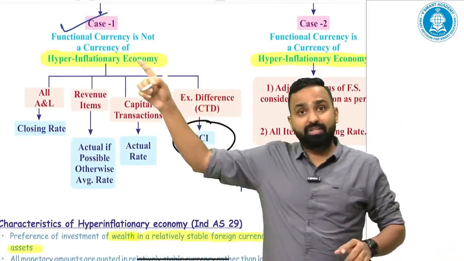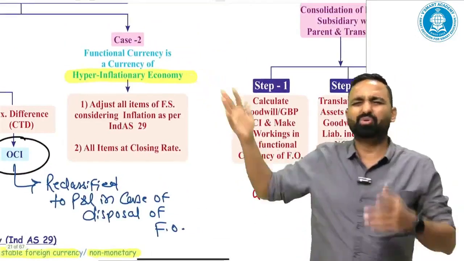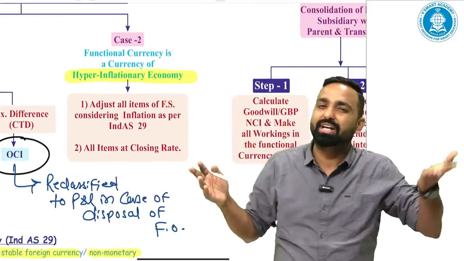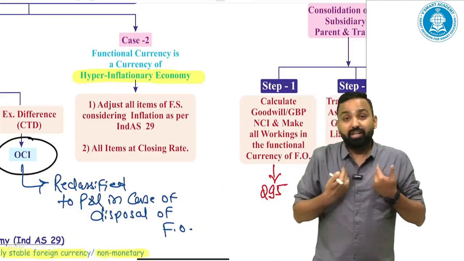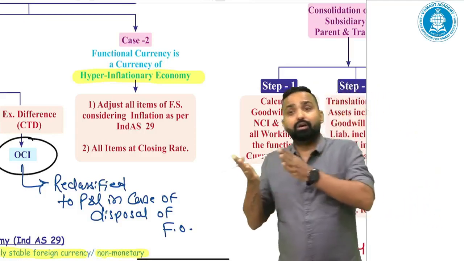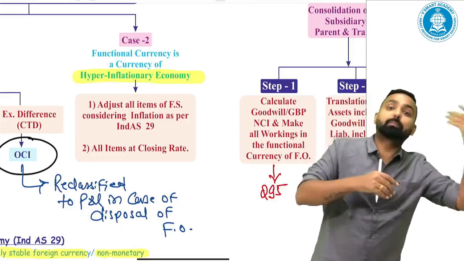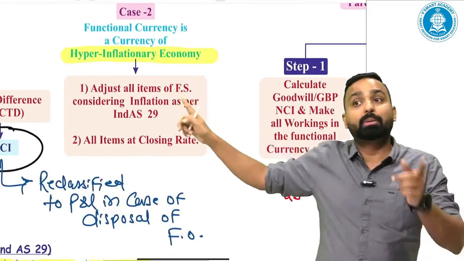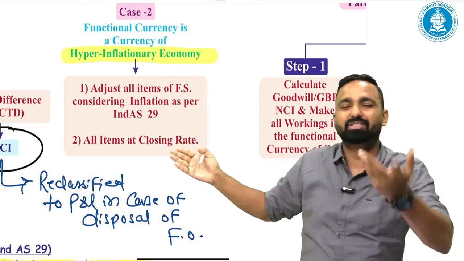Case 1. What was case 1? Our functional currency is not the currency of a hyperinflationary economy. Now case 2. Case 2 is not at all relevant. It is not at all important for the exam, because technically hyperinflationary is related to Ind AS 29, and Ind AS 29 is not in our syllabus. So if our functional currency is the currency of a hyperinflationary economy, and we need to convert our financial statements from functional currency to some other presentation currency, first of all, we need to apply Ind AS 29, which is not in our syllabus. So it is not actually a big issue. This is not important for the exam.